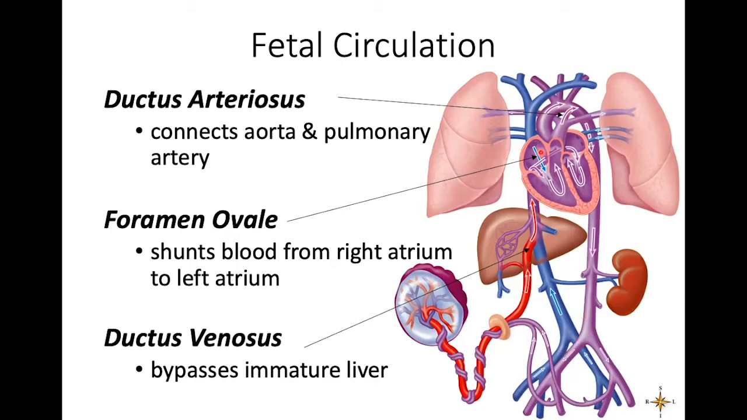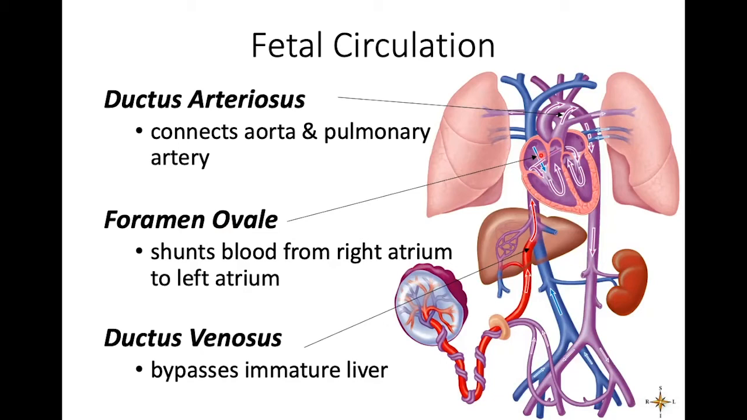Now, we've looked at a structure known as the fossa ovale, and the fossa ovale is a remnant of the foramen ovale that exists within us when we are developing as a fetus. The foramen, remember, refers to an opening or a hole. Foramen ovale is a hole that connects the right and the left atrium to one another.